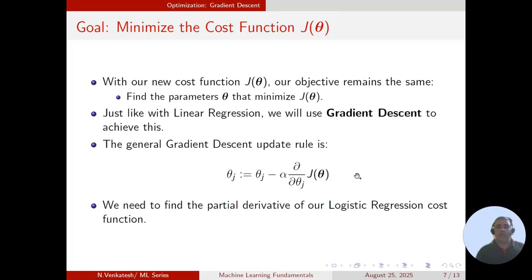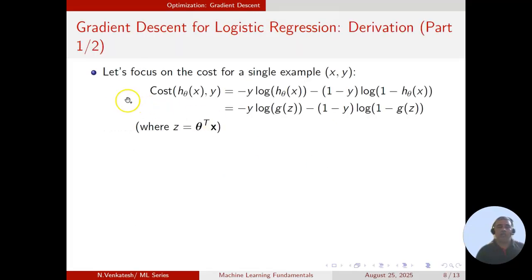So we just need to find a derivative of the cost. Let us consider a single training example. If you have a single training example, that is minus y log of h theta of x minus 1 minus y into log of 1 minus h theta of x. As we know, h theta of x is our sigmoid function. So we will consider directly g of z, and also we know that z is theta transpose into x.